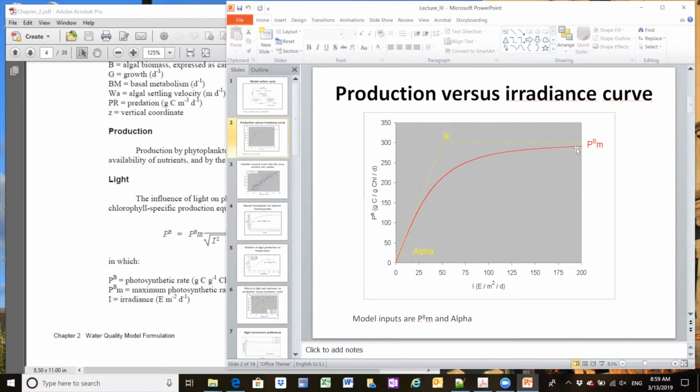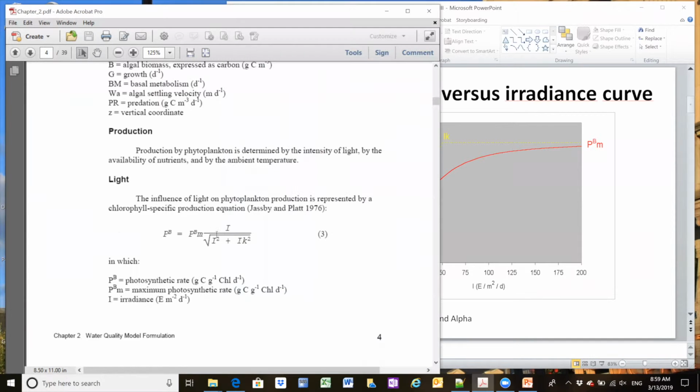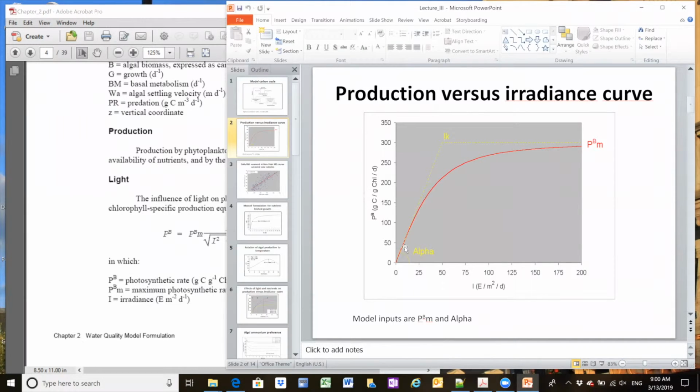This production versus irradiance curve is defined by two parameters. What we went over a few moments ago, this maximum specific production rate, and something called IK. Actually, what defines it is the initial slope of the production versus irradiance curve. And this IK, when we saw this equation over here, it is the intercept of the initial slope of the production versus irradiance curve and the saturated specific production.